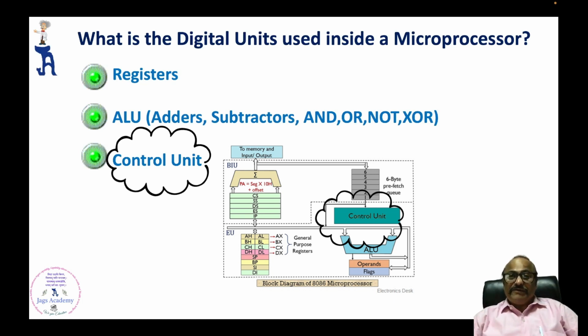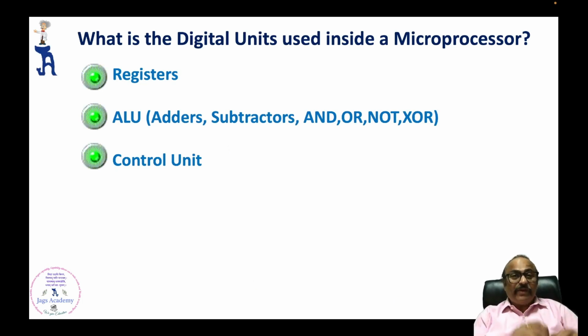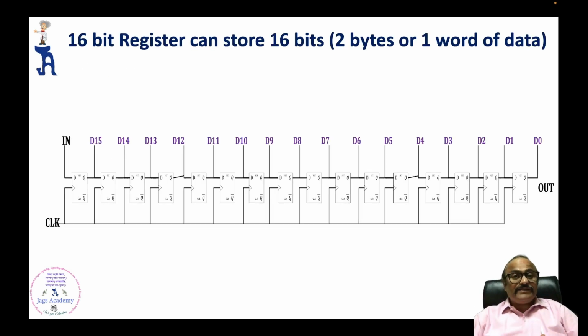ALU, which is also called arithmetic and logic unit, is the main neuron of this microprocessor. You know that inside the human brain, these neurons are something which is actually processing the data. In the same way, in microprocessor, these are the digital units which are processing the data. Now in this video, let us see about registers.